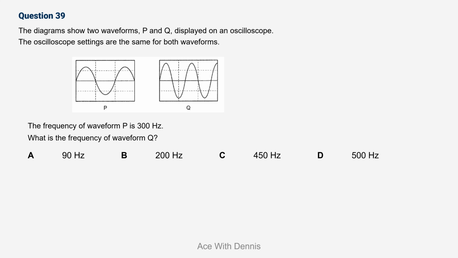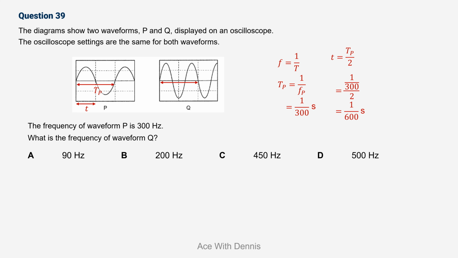Okay, so to obtain the answer for this question, first let's look at waveform P. So this will be the period of waveform P. Let's label it as Tp. From the frequency formula, f equals 1 over T, and the period of waveform P, Tp, will be equal to 1 over fp, which is 1 over 300 s. So in other words, 1 unit of the oscilloscope will be T, which is half of the period of waveform P, which means 1 over 300 divided by 2 will give 1 over 600 seconds.